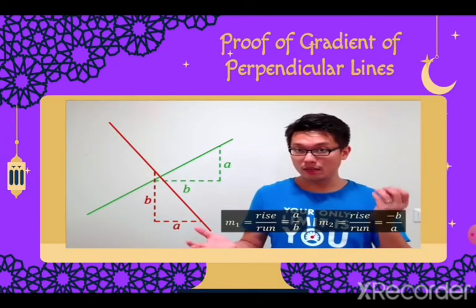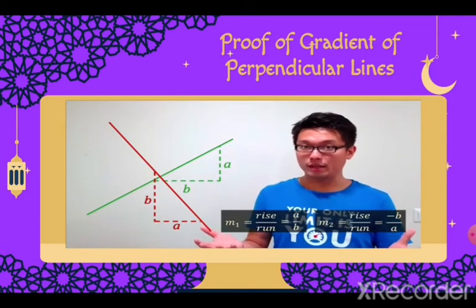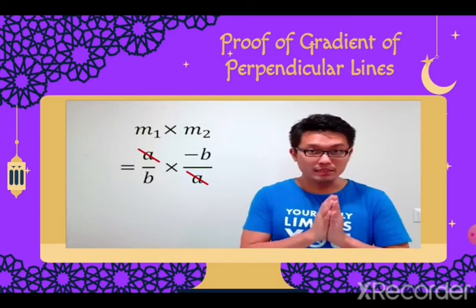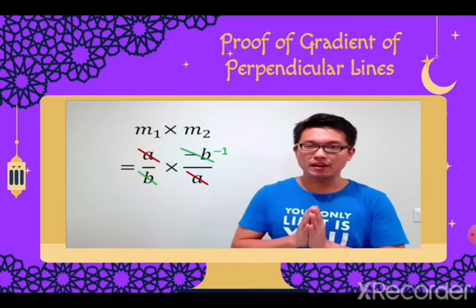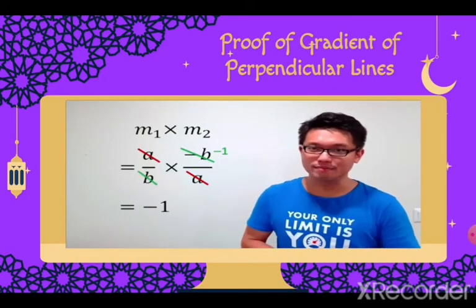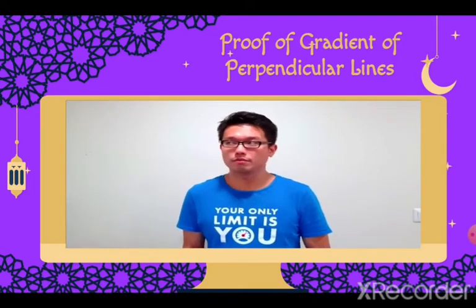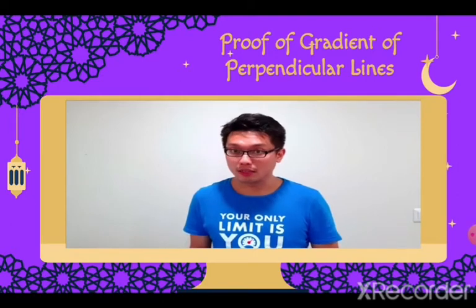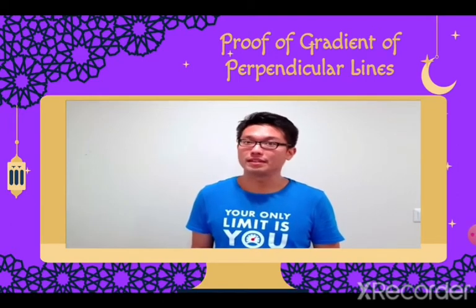M1 is A over B. M2 is -B over A. Multiplying the two together, we now see how easily the A's and B's cancel out each other, simplifying to a very nice -1. And hence we conclude this very simple proof of why the gradients of perpendicular lines give us a product of -1.